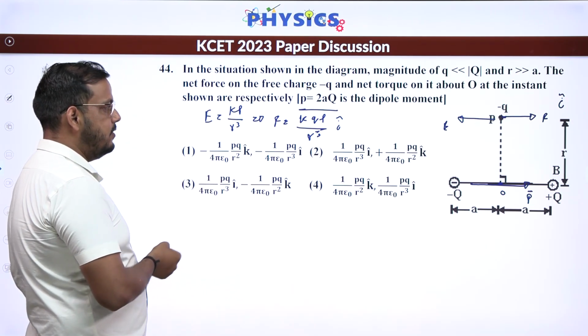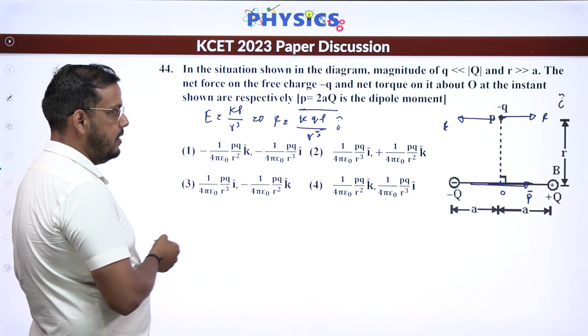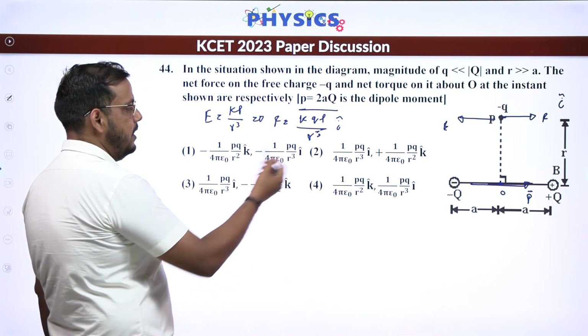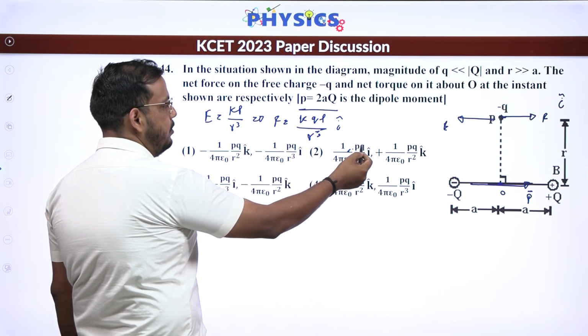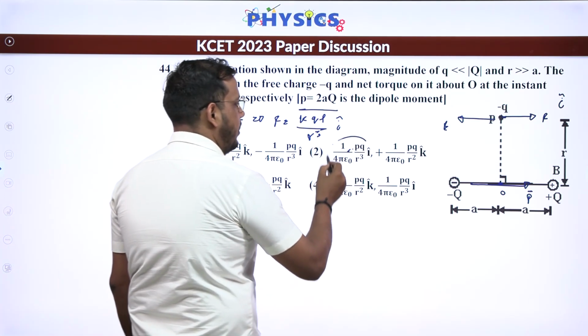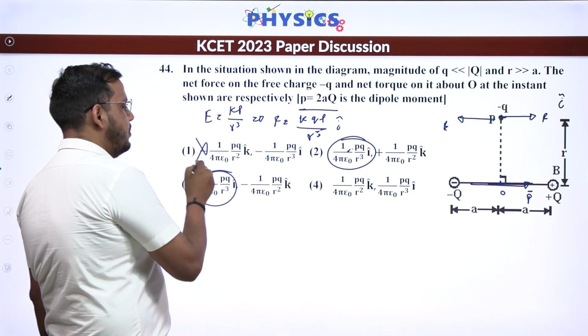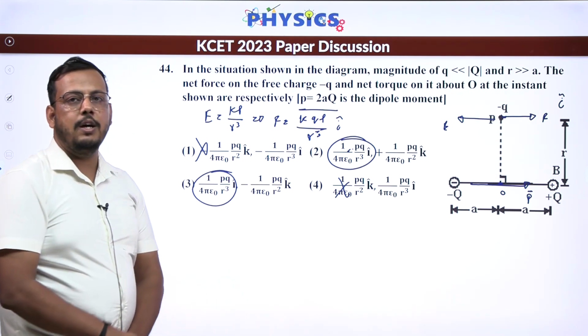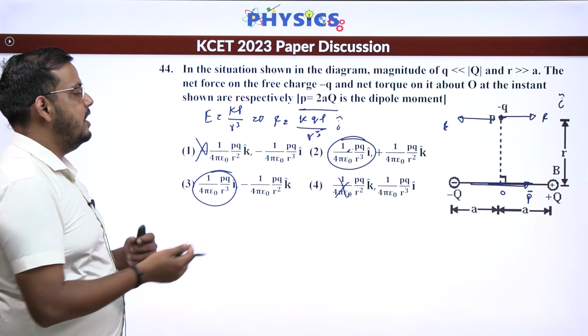So what are the options in which the positive i cap is given? This option and this option, and here also it is Kqp by r cube. This is also Kqp by r cube. So these are the two options which are correct. So option 1 and option 4 are incorrect options.